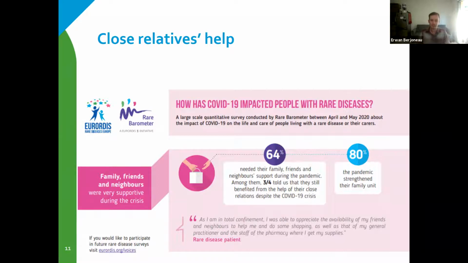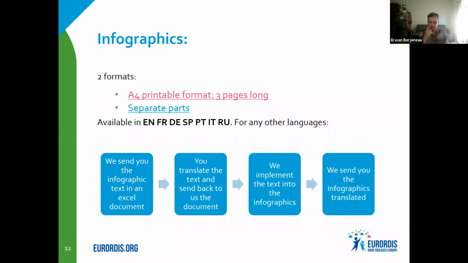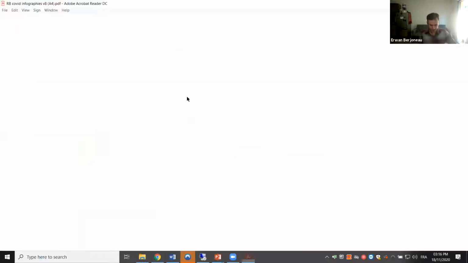You can ask for it translated, and that's my next point here. So we have two main formats for this infographic. We have the separate parts that we just covered. So we have 5 separate documents that each deal with one aspect of the crisis. And we have all of these combined in one document that is an A4 printable format. It is 3 pages long.